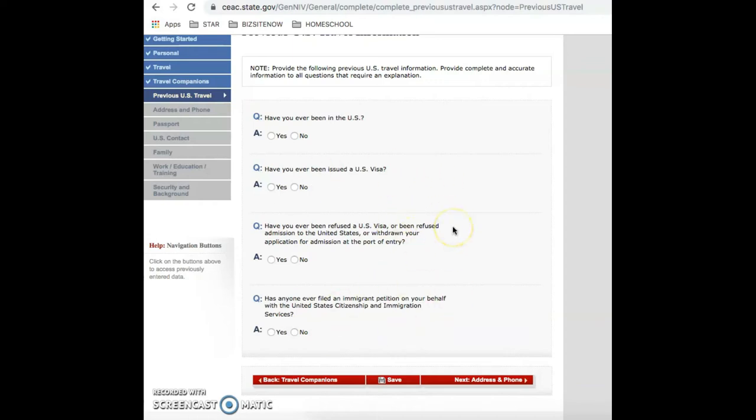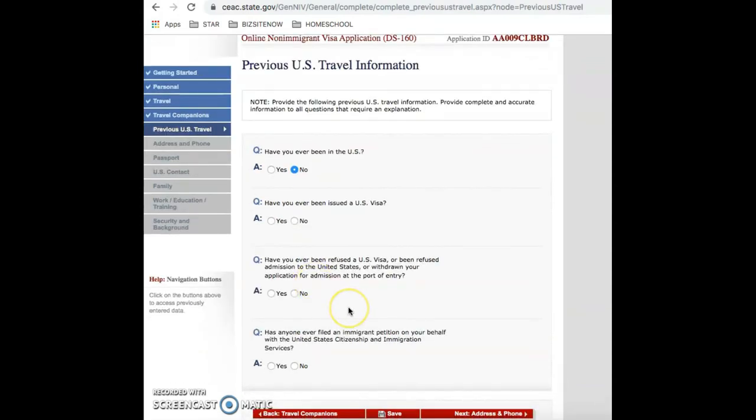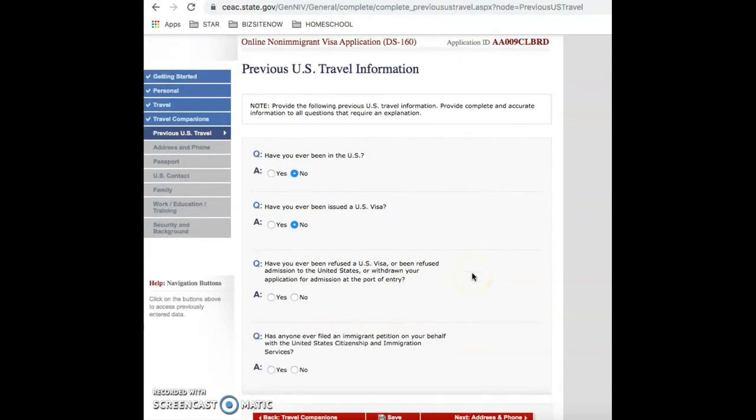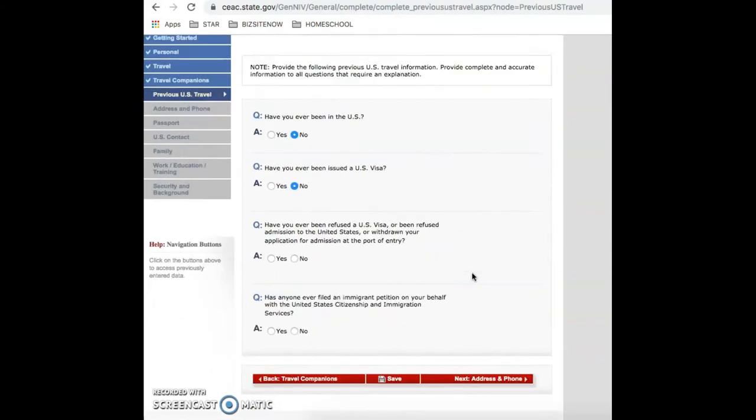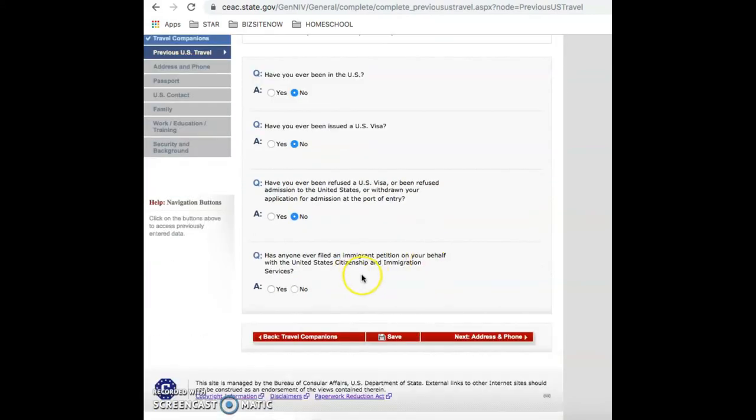So, as a first-timer, I remember, syempre, yung sinagot ko dito is, I have never been to the U.S. So, ang sagot ko is, no. Have you ever been issued a U.S. visa? Of course, hindi rin. That was the first time I applied in 2008. Have you ever been refused a U.S. visa? So, yung first time ko, syempre, sagot ko is no. And has anyone ever filed an immigrant petition? Well, so far, I remember, wala namang nag-file sa akin. So, no ang sagot ko dyan.